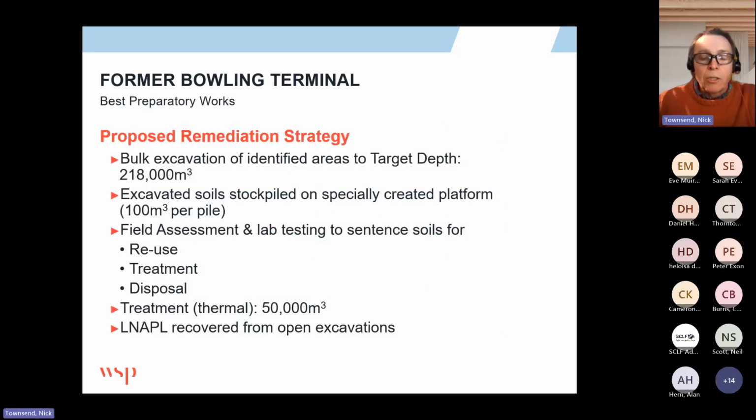So the identified areas were subject to bulk excavation to define depths. Materials were to be stockpiled on a dedicated platform and sentenced through both field assessment and lab testing for reuse without any treatment, if they needed treatment, or if they were unsuitable to remain, off-site disposal. And at the time, it was envisaged 50,000 cubic metres of soils would require treatment, with LNAPL being recovered from the open excavations.